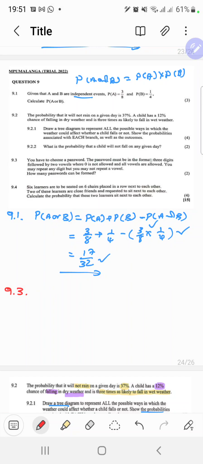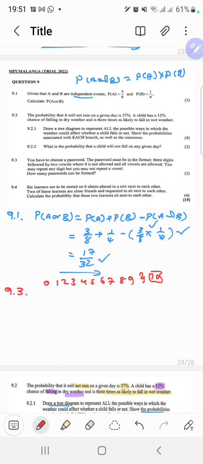The password must be in the format 3 digits. Okay, digits are from 0, 1, okay, let's not even put decimal. 0, 1, 2, 3, 4, 5, 6, 7, 8, 9. So they are 10. 1, 2, 3, 4, 5, 6, 7, 8, 9, 10. So they are actually 10 in total. And then what else?